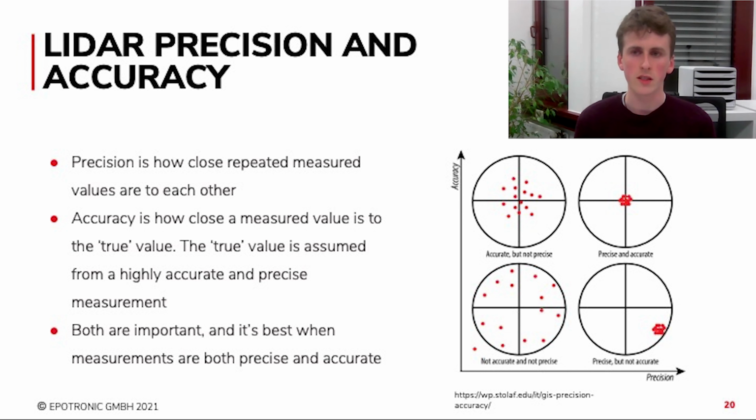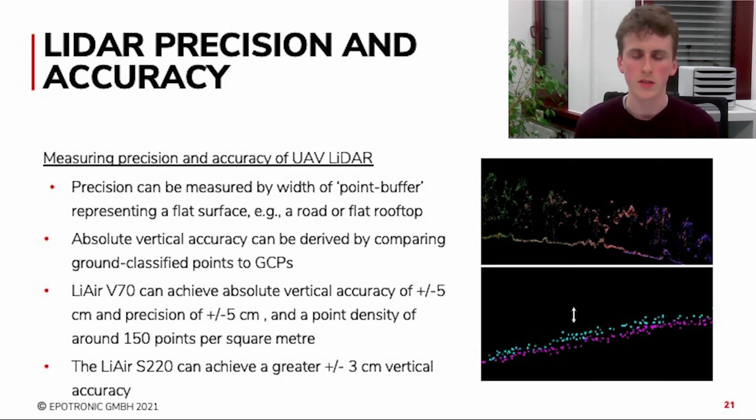Well, with precision, if you've got a flat surface in the point cloud, such as a road or a flat rooftop, you can make a profile and then look at the buffer just to look at the vertical spread of the points. Then you can simply measure the distance between the top and the bottom, and that will give you a value for precision.